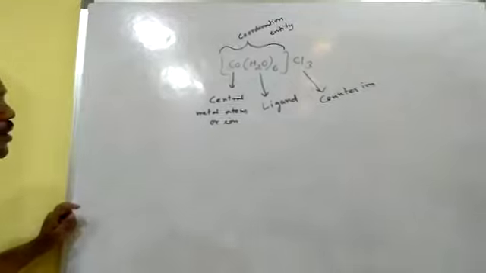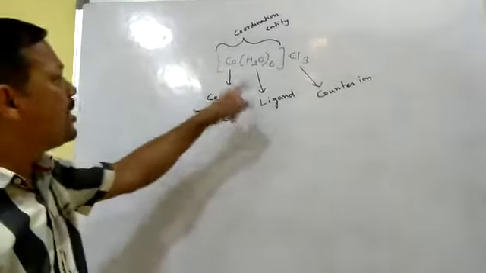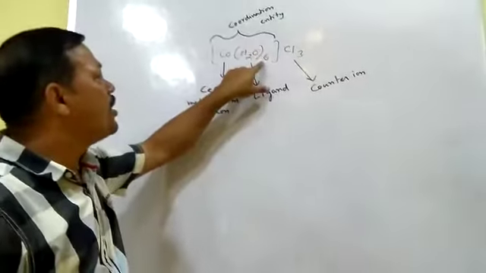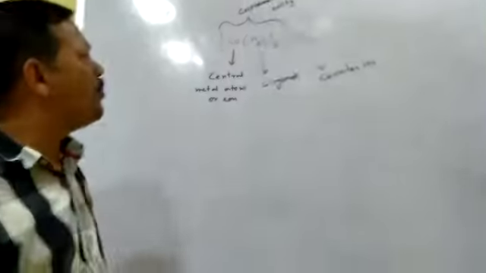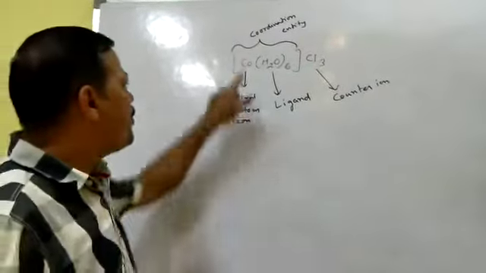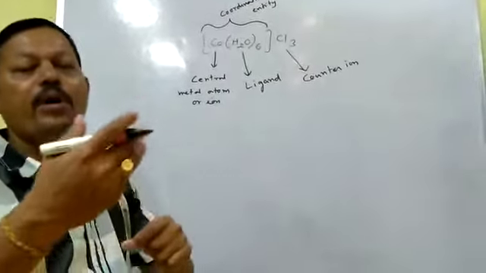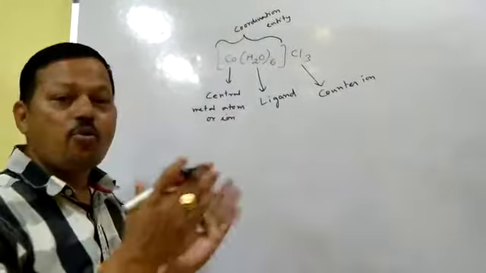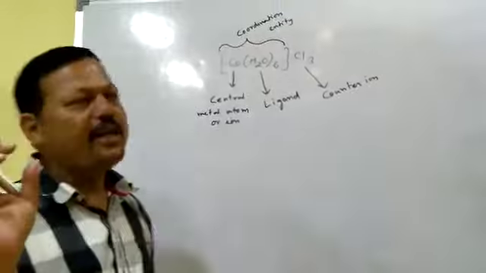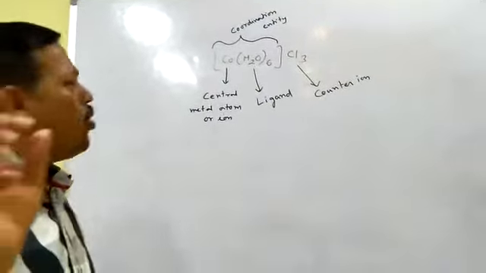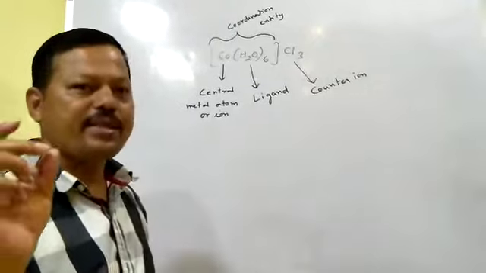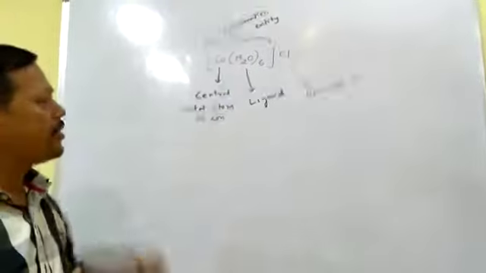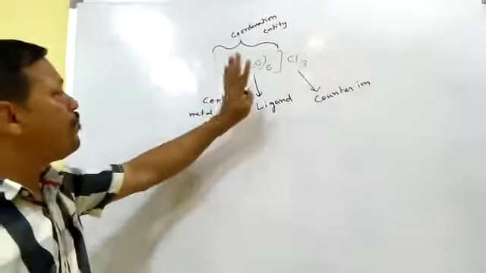Now, in this complex, how many ligands have I joined? 6 ligands. I mean 6 water ligands I have joined. And the number of ligands joined with the cobalt is called the coordination number of the complex. Every metal has some definite coordination number. I mean cobalt combined with 6 water, some metals combine with 4 ligands. Generally the coordination number in complexes is either 4 or 6. Some metals have coordination number 6 and some have coordination number 4, depending on the nature of the metal atom. So this is one example of a complex.